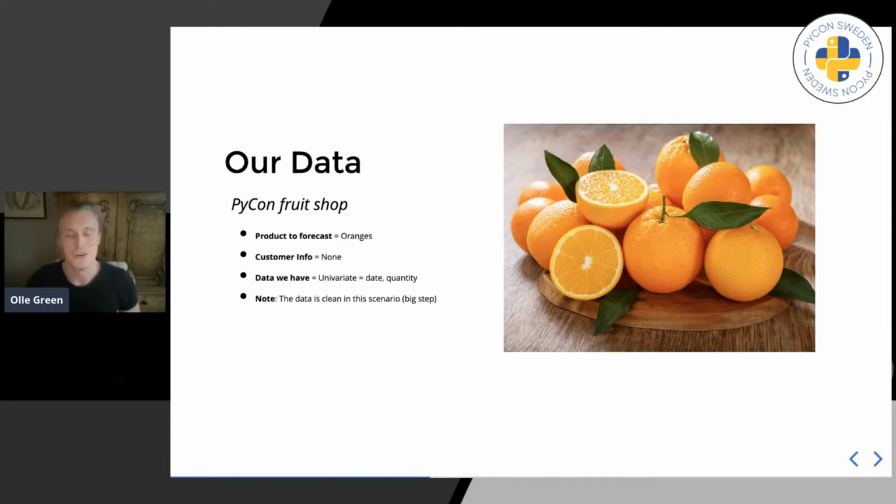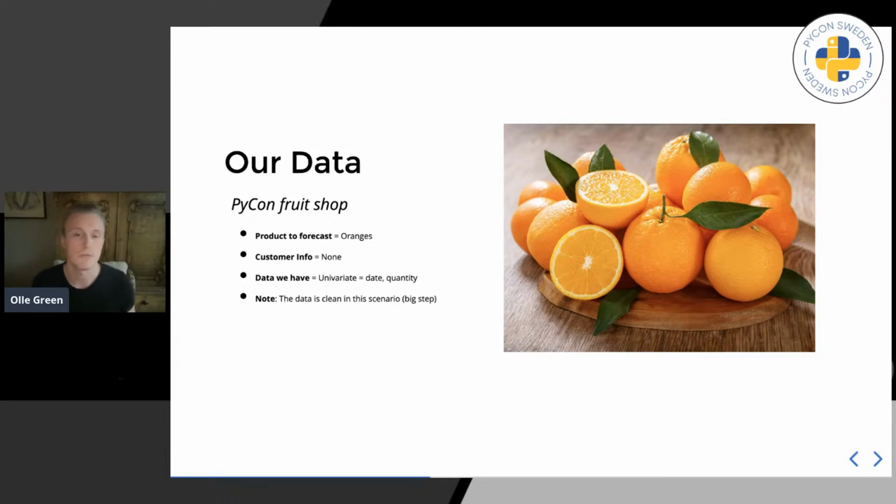Now, for today's talk, we are going to talk about PyCon's newly opened fruit shop. This fruit shop is only selling oranges, and PyCon Sweden, they have talked to us and said, we want to figure out how much oranges are we going to sell and how should we predict this demand for oranges over time. The problem though is for our customer info is that they just sell to people. We don't have anything other than at the end of the day, the people who sell these collect the demand of how many oranges we sell.